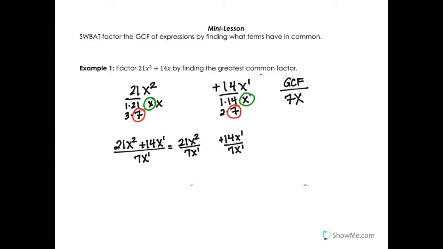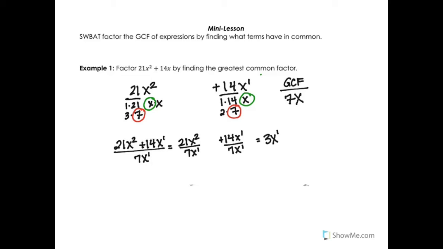And now we can go ahead and divide out. So 21 divided by 7 gives me 3. And then x to the second divided by x to the first, just as a little review from division, we keep the same variable, we keep our x, and then we subtract the top exponent minus the bottom. So 2 minus 1 is just x to the first power.